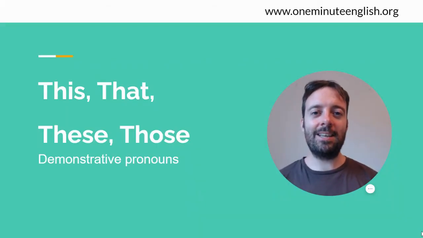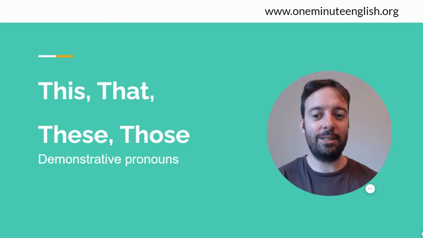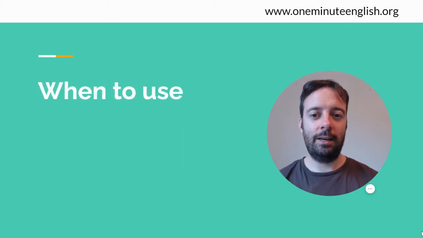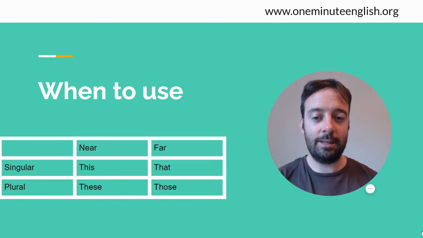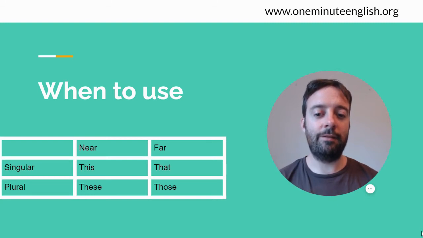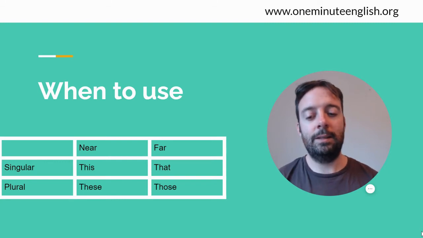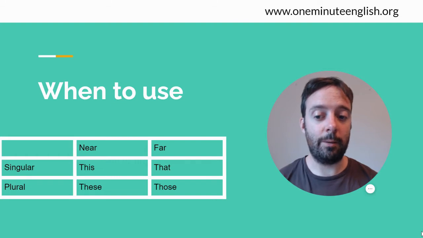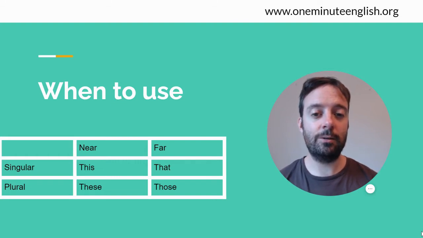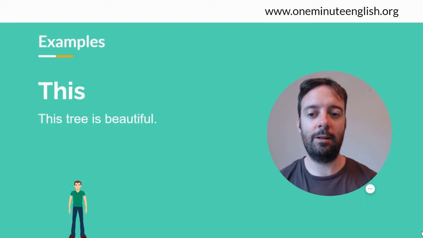Hello and welcome to this next lesson. This, that, these, and those. And these are demonstrative pronouns. Okay, so let's have a look at when to use them. So when a noun is singular, then we use this when it's something near, and when something far, then we use that. And when the noun is plural, then we use these, and if the noun is plural and far, then we use those. Let's look at some examples that will help.